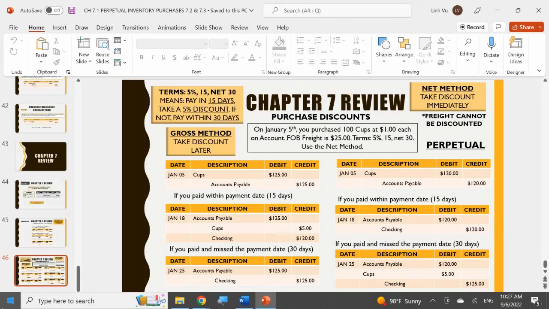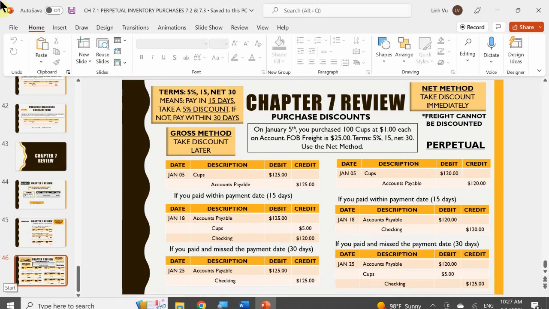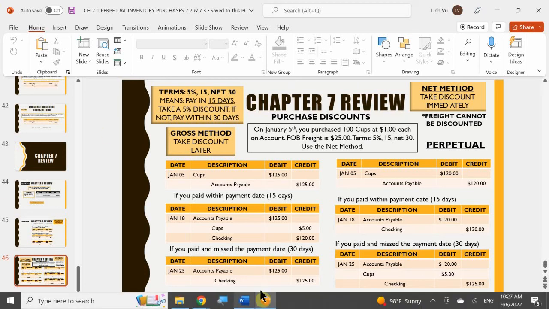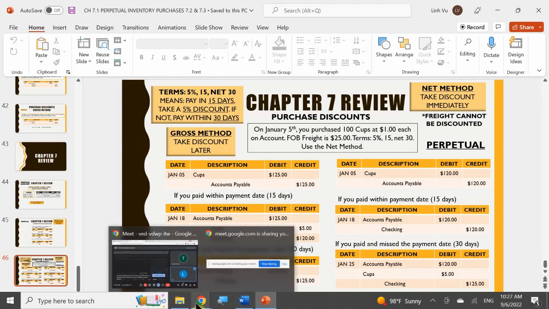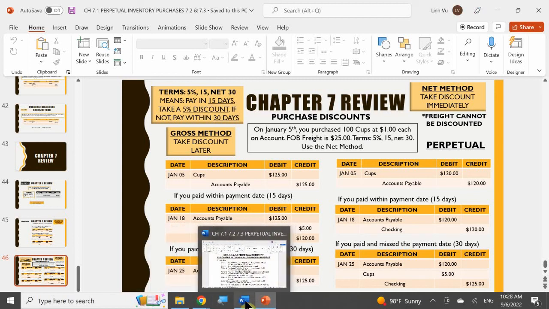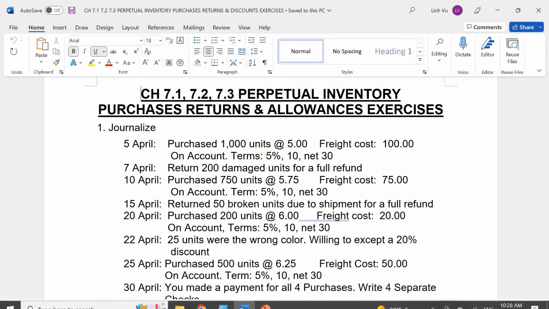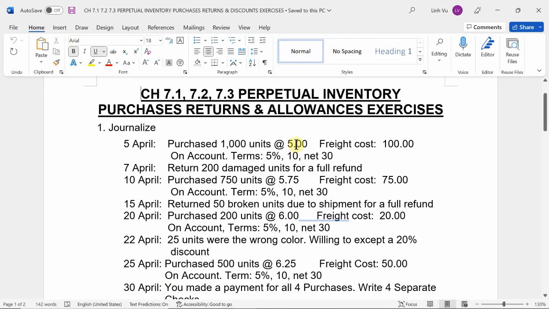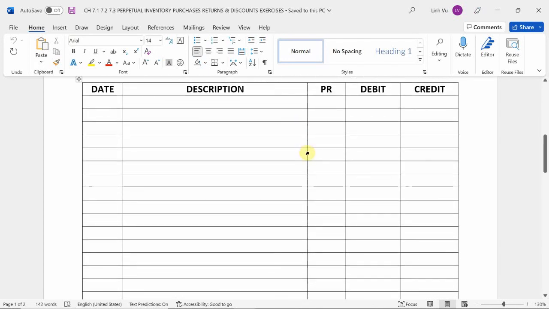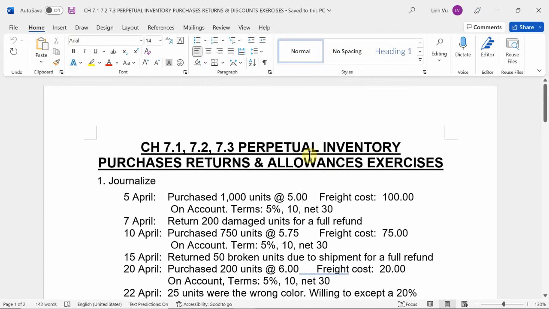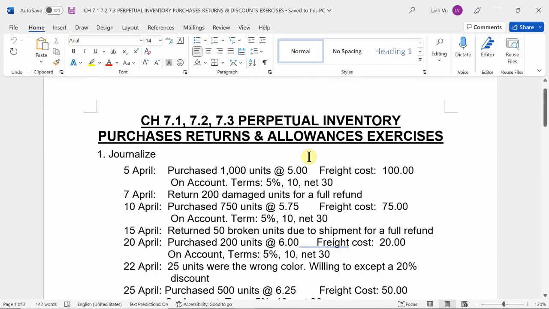Any questions in regards to 7.1, 2, and 3? Okay, no? So let's go ahead and practice journalizing our transactions here. Starting here, it just says journalize.